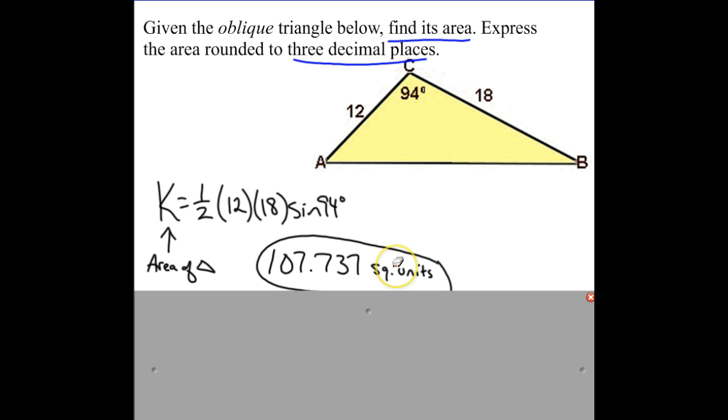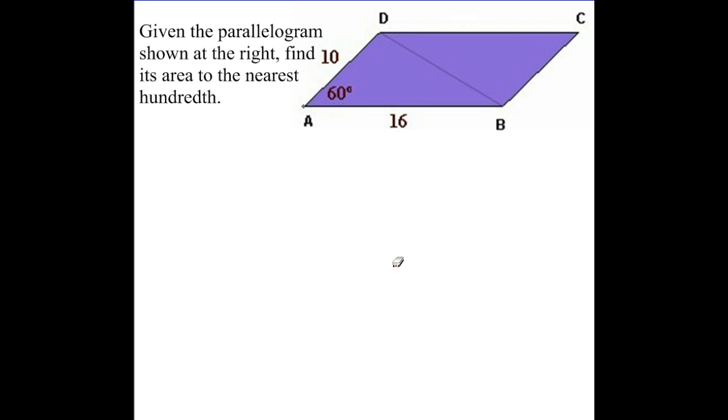Pretty useful formula, especially because we don't know the height here. The last example involves a parallelogram. I want you to find the area of this parallelogram to the nearest hundredth. Again, we have two sides and an angle in between. You'd work this one on your own, then play the recording when you've got your answer rounded to the nearest hundredth.